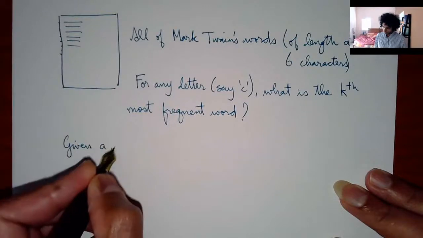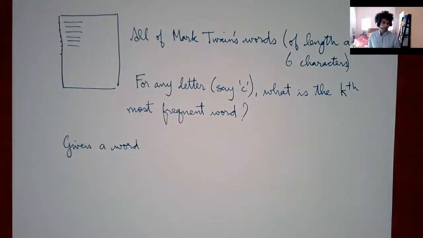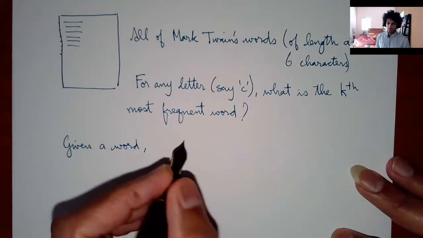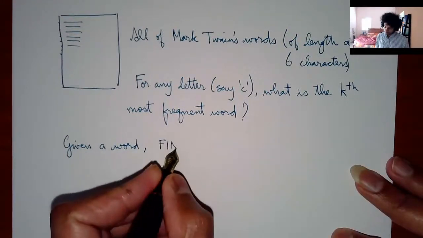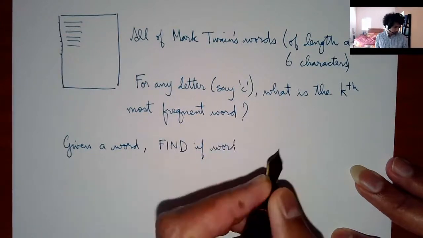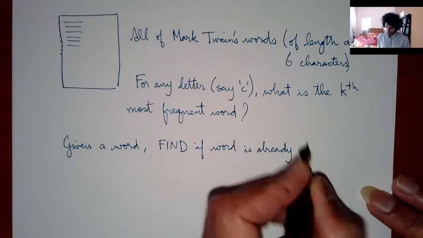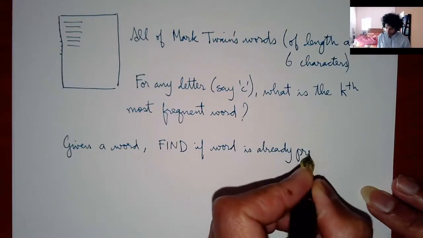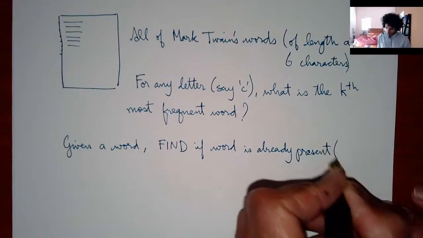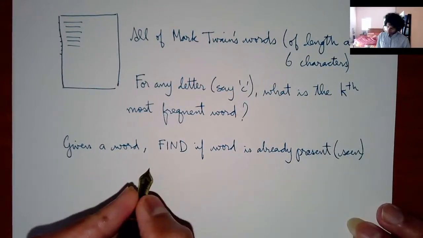Given a word, and let's even ignore the for any letter part for now, let's just say, given a word, we need to do the following things. We need to find if the word is already present, that is, already seen. Then we need to update.